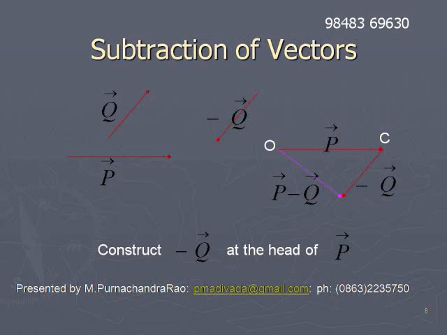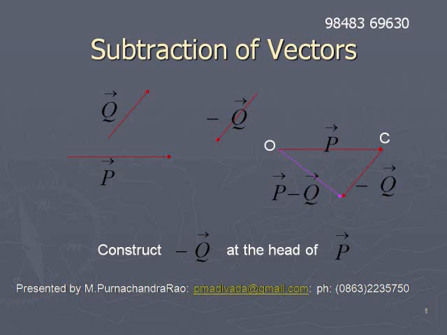Subtraction of vectors. It is nothing but adding the negative of one vector to another vector. Suppose we want p bar minus q bar, that means we want to subtract q bar from p bar. Take minus q bar and add minus q bar to p bar. Then we will get the vector p bar minus q bar.